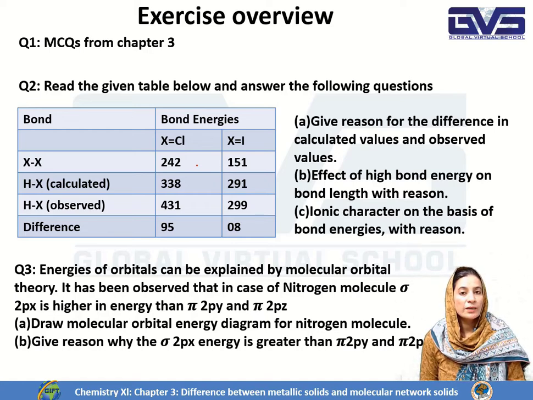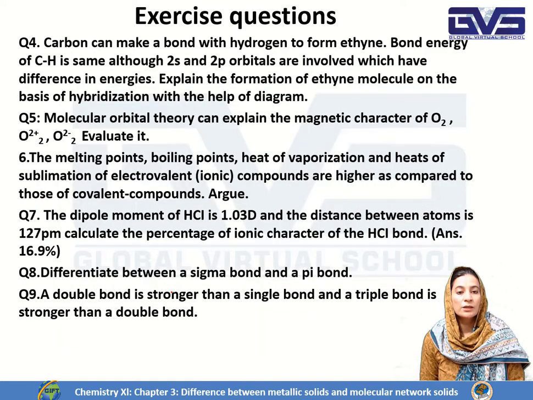And draw the molecular orbital diagram of the nitrogen molecule. We discussed the molecular orbital diagram of nitrogen as well as its positive and negative ions. Its B part is give reason. This reason I already explained to you. This is a repetition of the question.